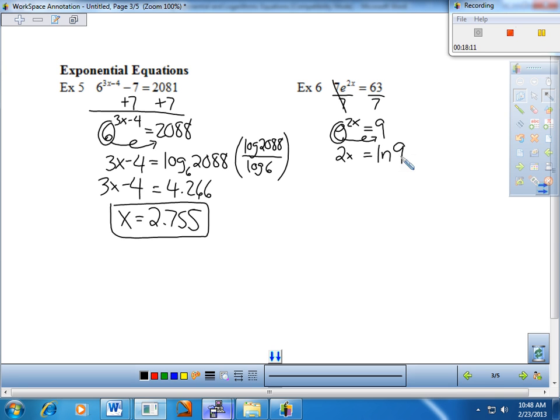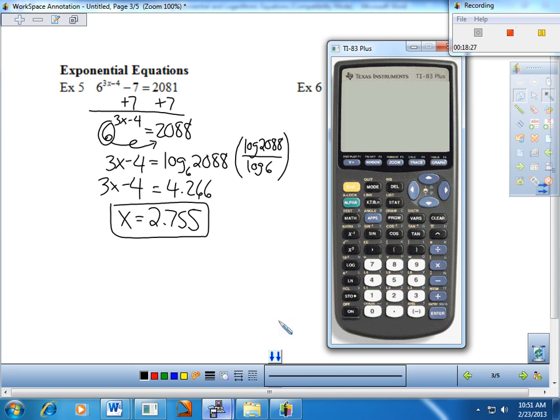Wonderful. And this is a pretty nice, simple step even for me on my TI-83, because I'm going to just take the natural log of 9 and then divide by 2. And that should give me my x value. No change of base necessary here. So I'm going to go ahead and do exactly that.